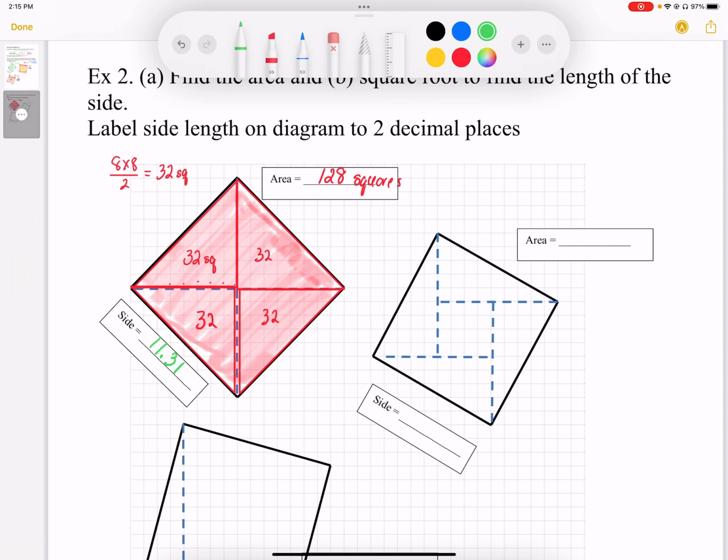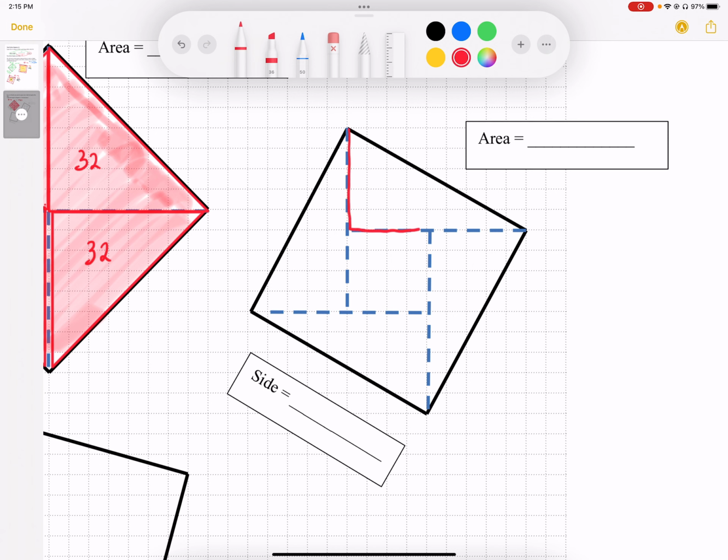In this next one here, we'll do the same thing. We're going to count the area. We're going to work out the area of these triangles by using the triangle formula. So 1, 2, 3, 4, 5. So 5 times 1, 2, 3, 4, 5, 6, 7, 8, 9. Make sure you count all the way into the corner. And then divide by 2. So 5 times 9 is 45.